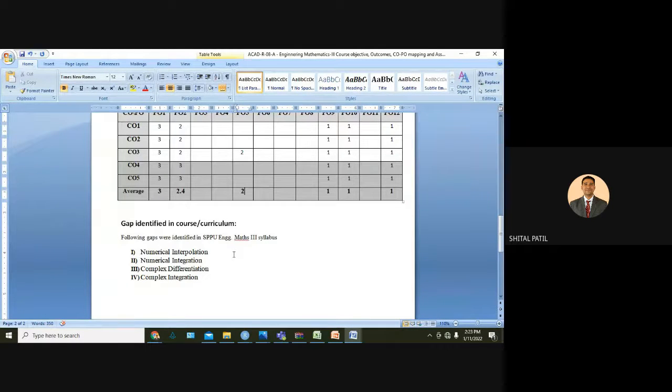Then what is the gap identified? See, your syllabus is compared with the Engineering Mathematics 3 syllabus of COEP, IITs, and the model curriculum of AICTE, and the GATE syllabus is also considered. It is found that numerical methods are not included in our syllabus. So we have to study a few numerical methods. That will be the content beyond the syllabus.